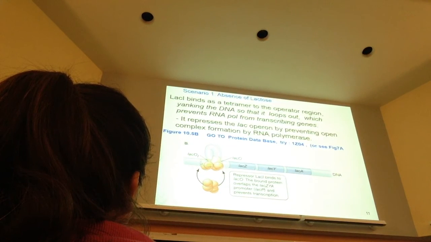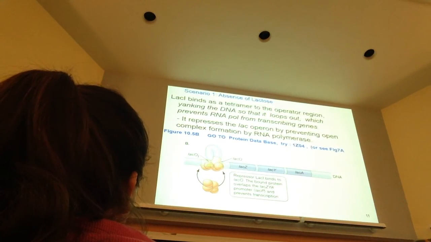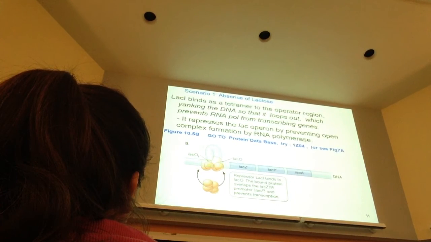There's a lot of times these regulatory proteins just sit on that operator site and stimulate or inhibit RNA polymerase from synthesizing that gene. But in this example, it actually causes this pretty massive 3-dimensional change, causes that DNA to actually curl up and then around. And so that's what I mean, yanking the DNA so that it loops out.